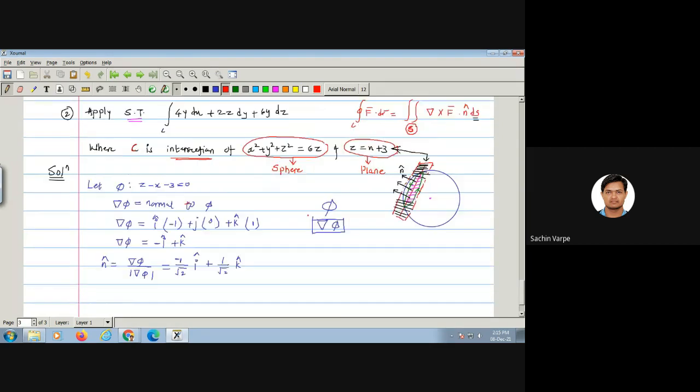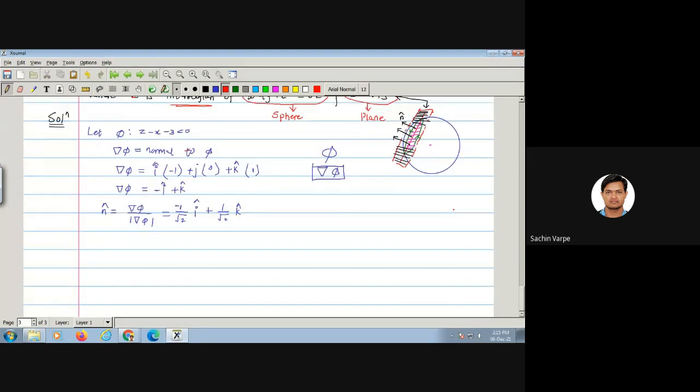Now, what will be the area element? Let it be ds. We don't know in which plane that circle lies, so let it be as it is. What we do now? We calculate del cross F bar.